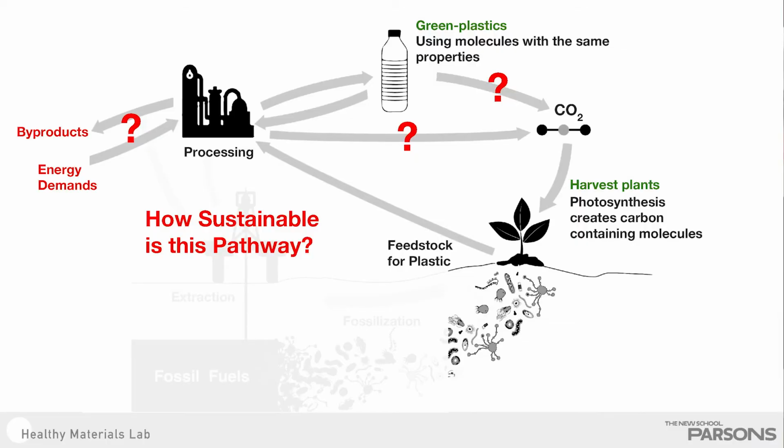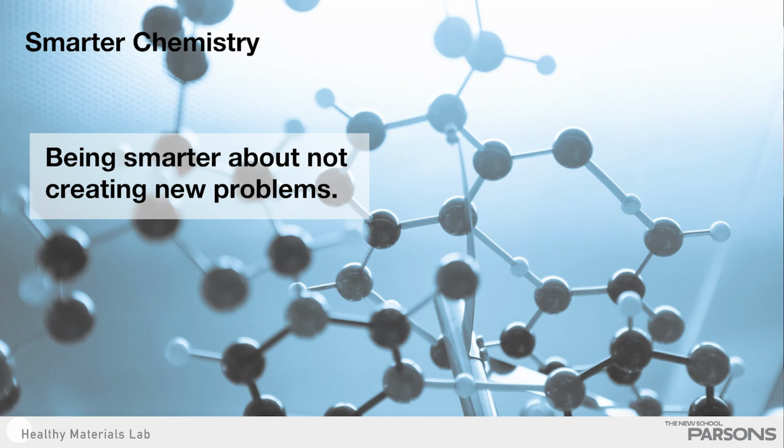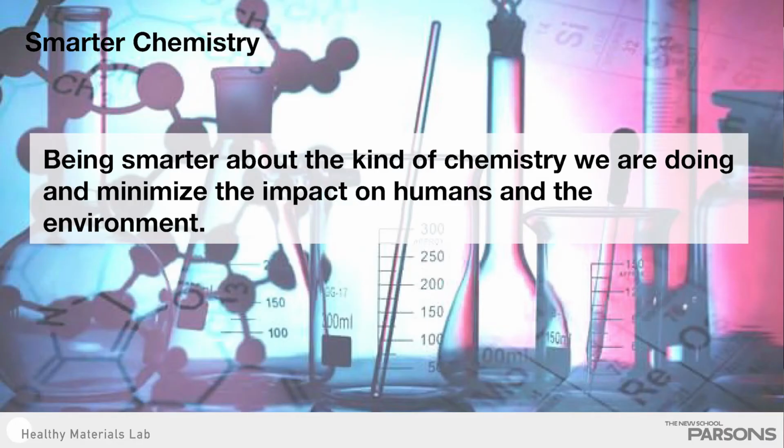Now, in this new path, we also have to consider how green, how sustainable that is. There might be different energy demands, and there might be different byproducts to be worried about. So again, being smarter about how we don't create a new set of problems by a seemingly more renewable pathway is also where chemistry can play a role. Because fundamentally these materials rely on chemical properties, whether we're looking at plastics coming from fossil fuels or from these renewable processes, it's the same chemistry, just being smarter about the kind of chemistry we're doing to minimize the impacts on humans and the environment.